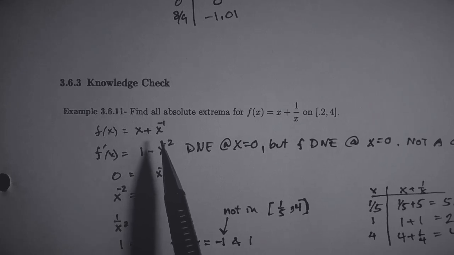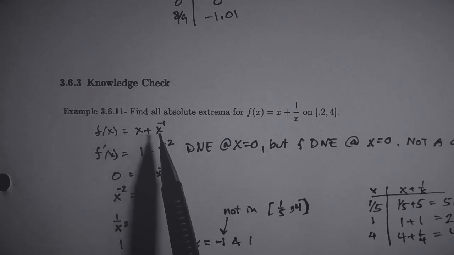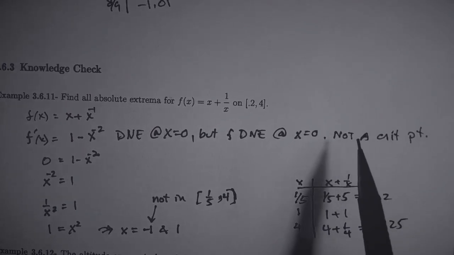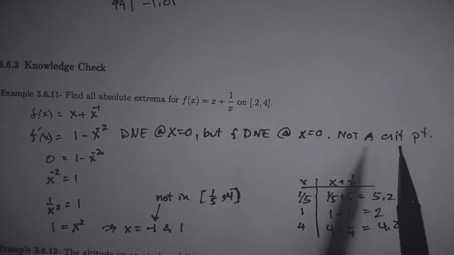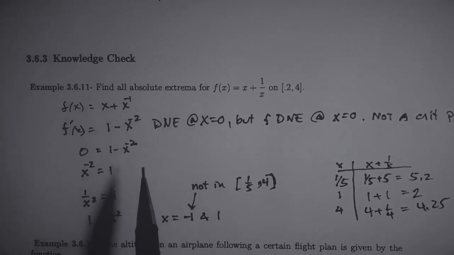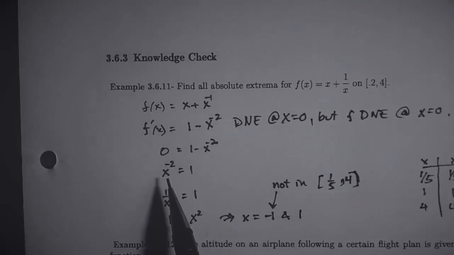So x equals 0 is not a place where this function has a max or a min because the function is not defined there. So I guess I'd say that 0 is not a critical point. So I'll set f prime equal to 0 and solve for x. I added the x to the -2 over here.